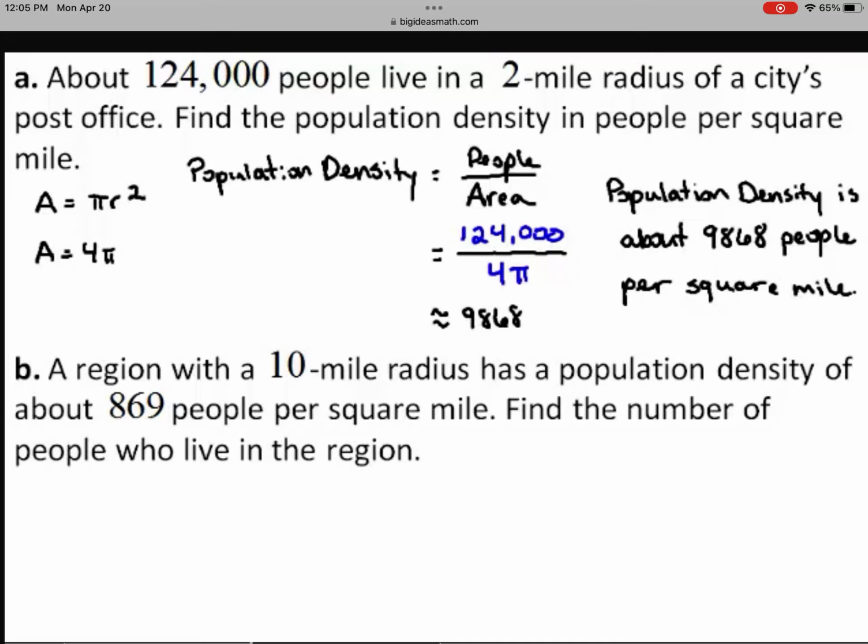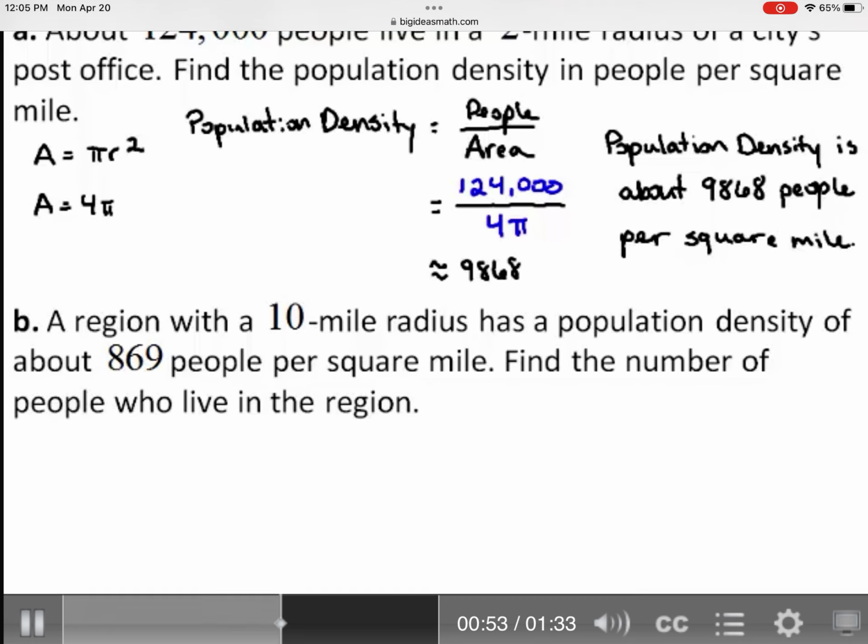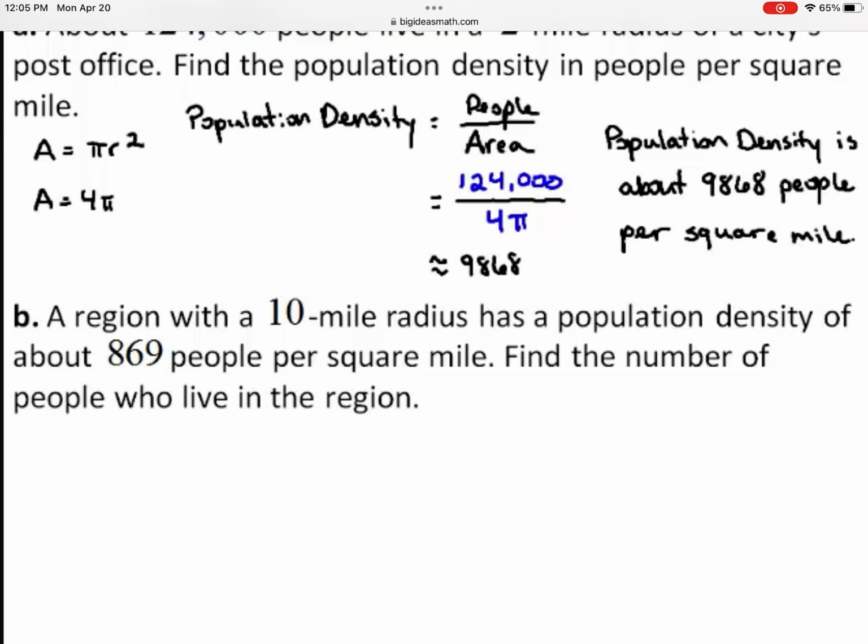Part B. A region with a 10-mile radius has a population density of about 869 people per square mile. Find the number of people who live in the region. Begin by finding the area of the region. So A equals pi times r squared.